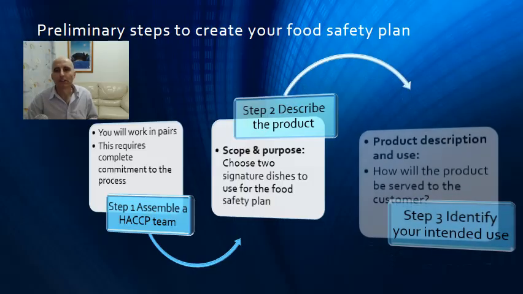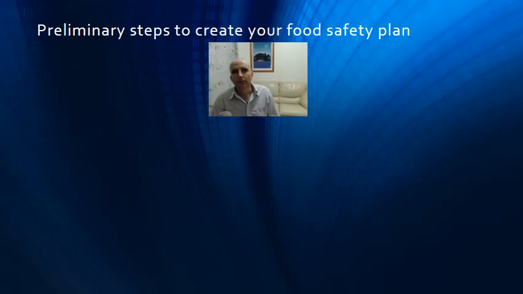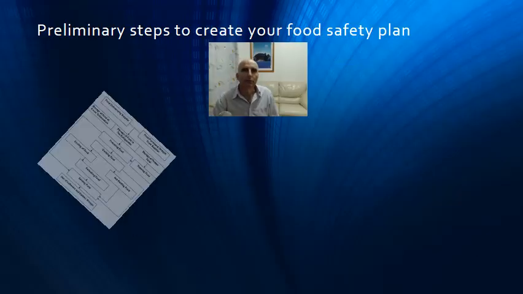Now the third step is to identify your intended use. Now this is really important, how the product will be served. Is it going to be pre-cooked and served out of a bain-marie? Is it going to be a la carte, where you're actually searing and cooking all of those ingredients together? As you can see, there are quite a few preliminary steps.